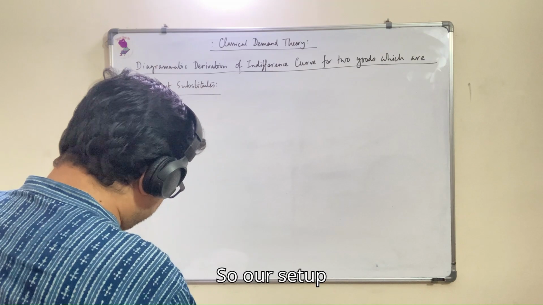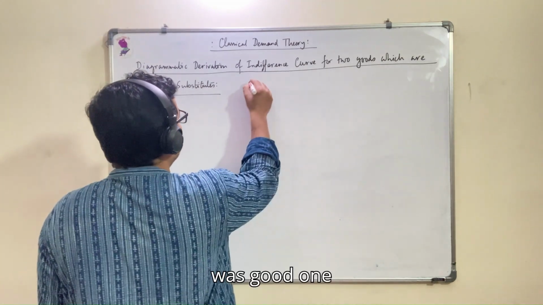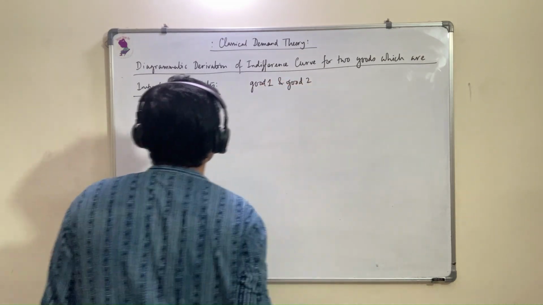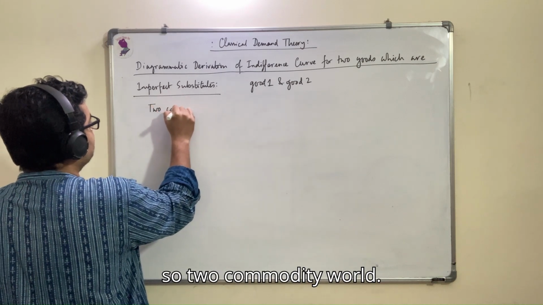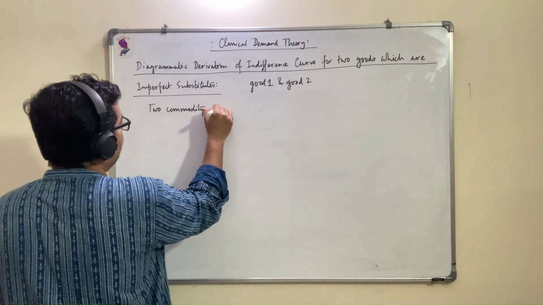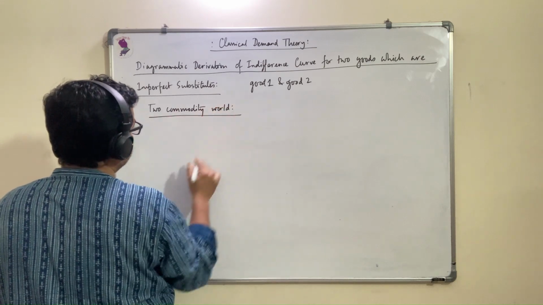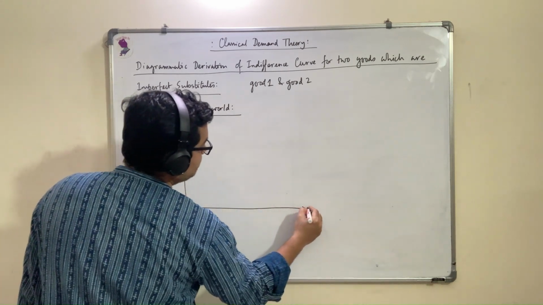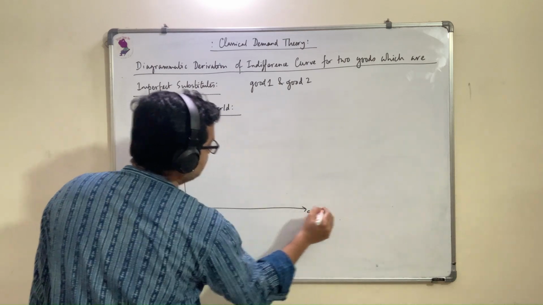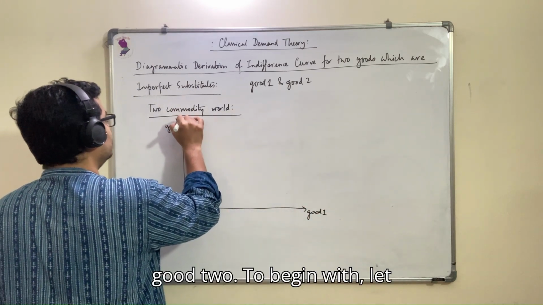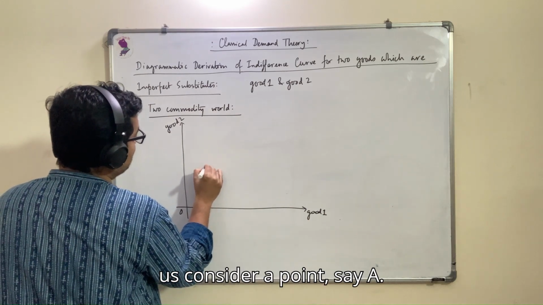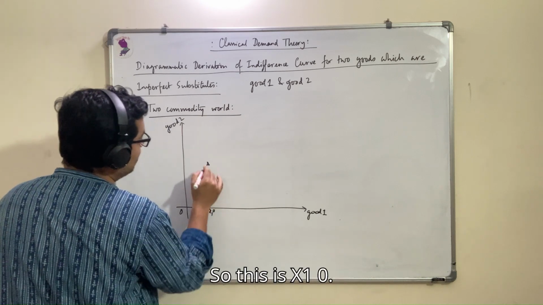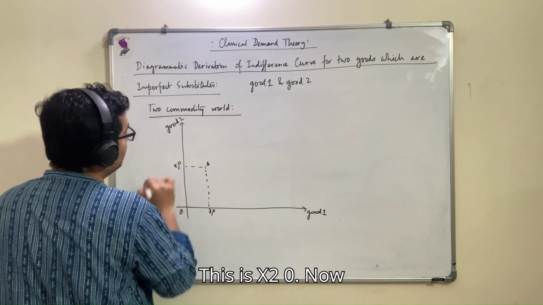So our setup was good 1 and good 2. Okay, so a two commodity world, two axes, so good 1, good 2. To begin with, let us consider a point, say A. So this is x1 naught, this is x2 naught.